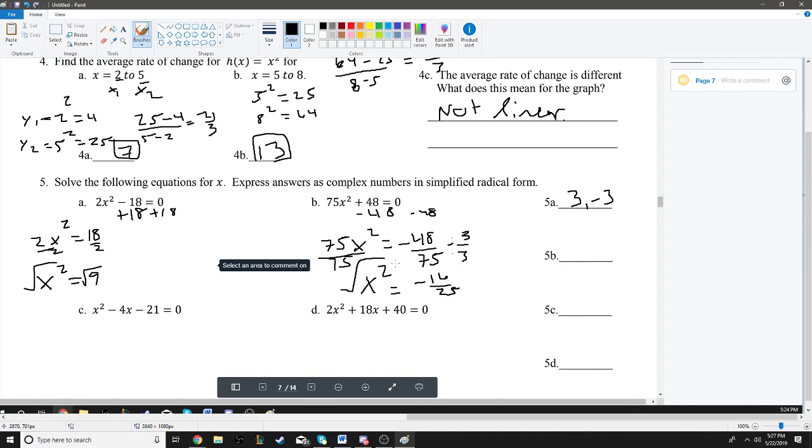And then we're going to square root both sides. The square root of negative 16, actually we can't take the square root of a negative, so that means we're going to have an i in front. Let's take the square root of this. Square root of 16 is 4, square root of 25 is 5. But since you can't take the square root of a negative, you're going to have an i. So your answer is positive 4/5 i and negative 4/5 i.